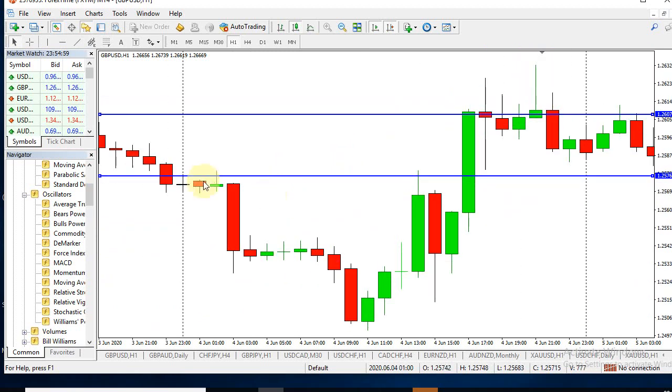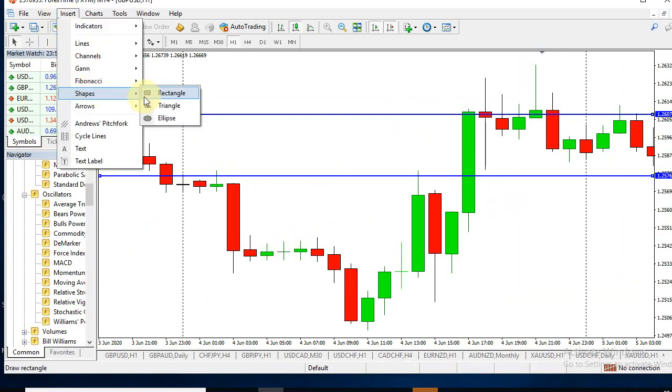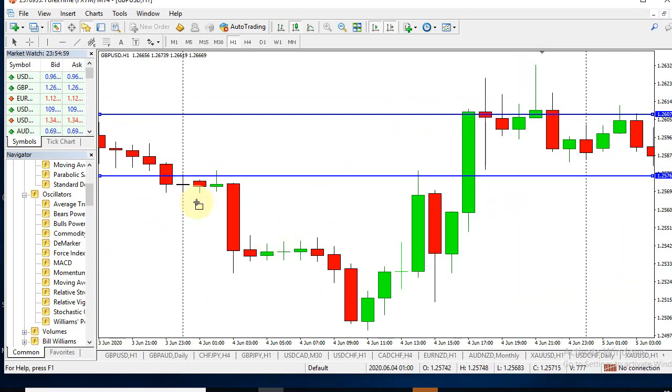What happened here? 1 2 3 4 5 6 7. So this is the seventh candle. Wait for it to form completely. Let's mark it out. 1 2 3 4 5 6 7. This is the seventh candle, the doji.